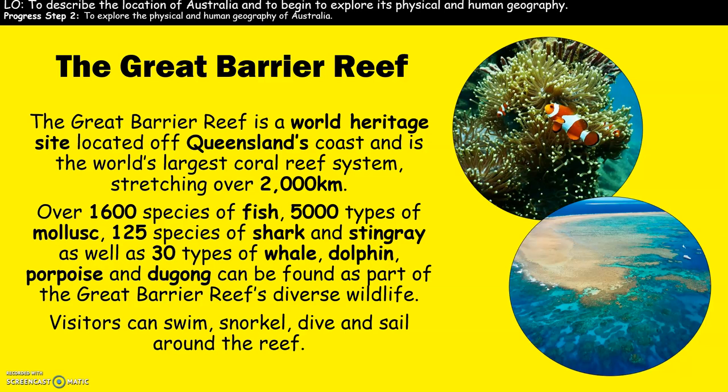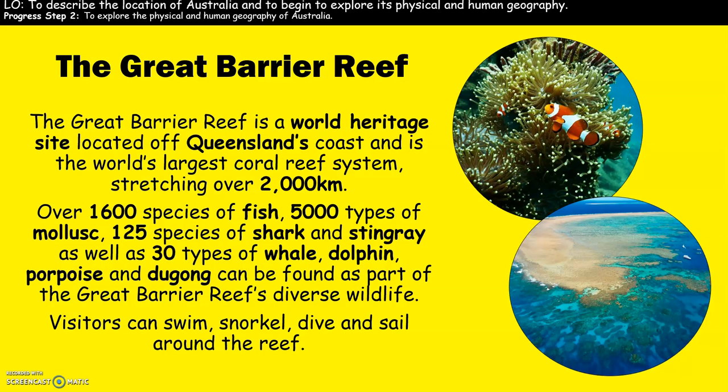Next one up, so you've probably heard of this one before. So this is the Great Barrier Reef. The Great Barrier Reef is a World Heritage Site, again, located off Queensland's coast and is the world's largest coral reef system, stretching over 2,000 kilometres. So it has a massive amount of species, so lots of different fish, sharks, whales, dolphins, and so on within the area. So it's quite a diverse wildlife area.